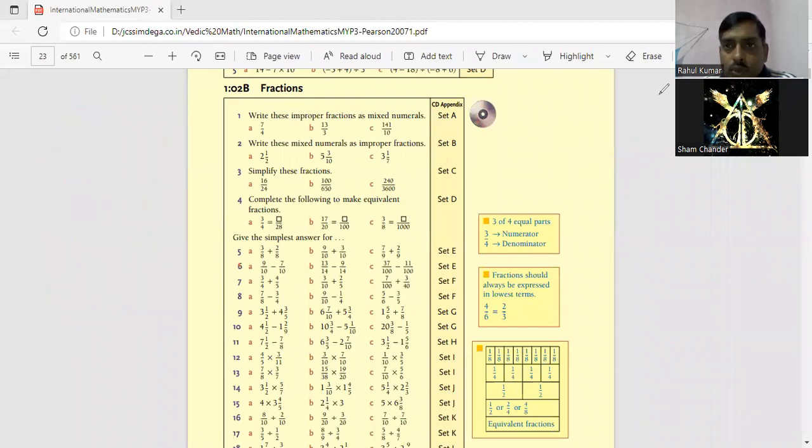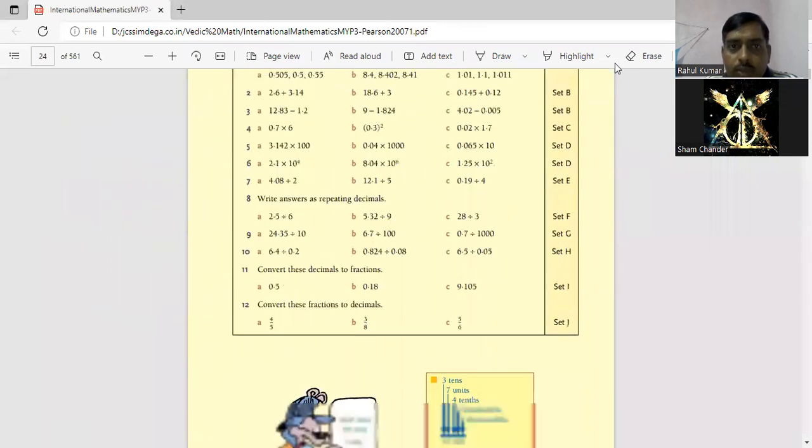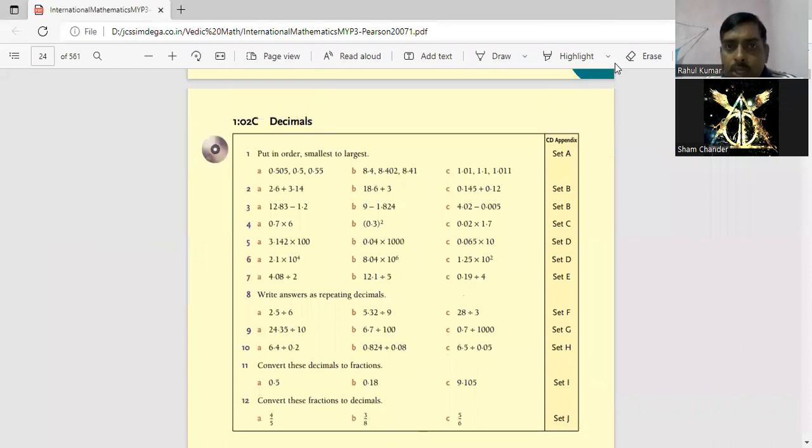No, sir. So moving ahead to the next topic, that is fraction and then decimal. In decimal also, sir, you have some difficulties, I think. Yes, I have three doubts, sir. Tell me. The first one is 3B.